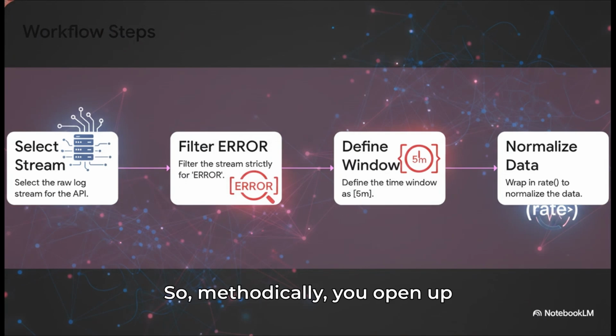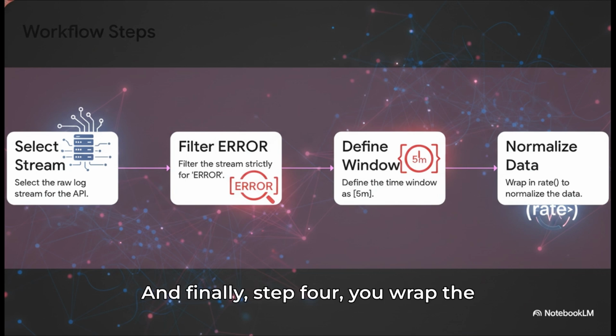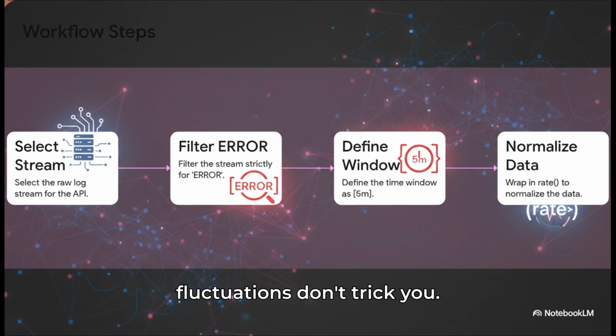So, methodically, you open up Grafana Explore. Step 1, you select the raw log stream for the API. Step 2, you filter that stream strictly for the word error. Step 3, you append your 5-minute time window. And finally, step 4, you wrap the entire thing in the rate function to normalize the data so those random traffic fluctuations don't trick you.